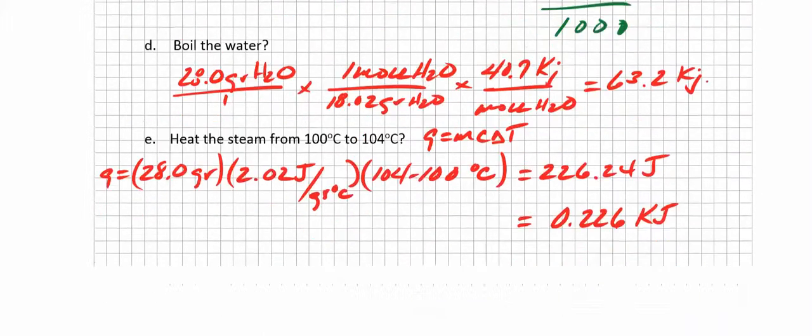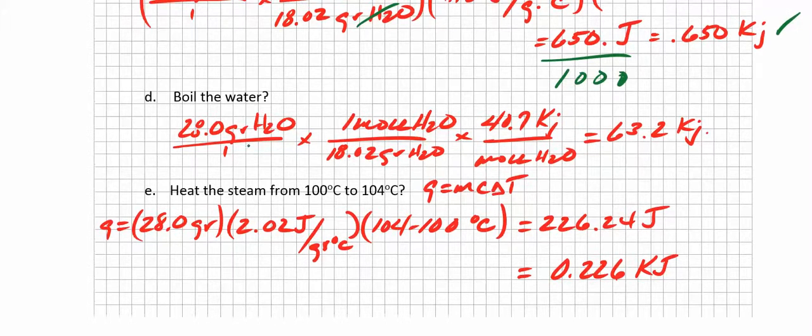Now we want to boil the water. We've got 28 grams of water. It's liquid water, and we want to boil it. We're going to convert that to moles, 18.02 grams per mole. And then I'm going to apply the heat of vaporization, 40.7 kilojoules per mole. That is the heat of vaporization for water. And I get this number, 63.2 kilojoules. It's already in kilojoules, and so I don't have to do anything with that.